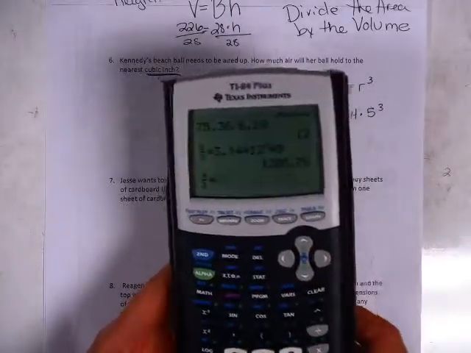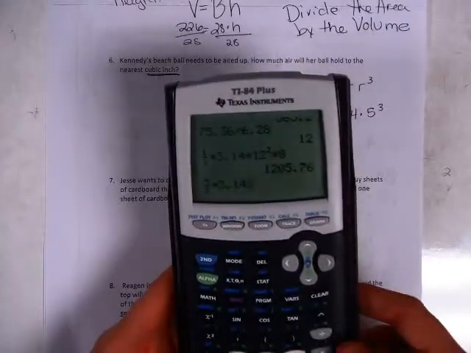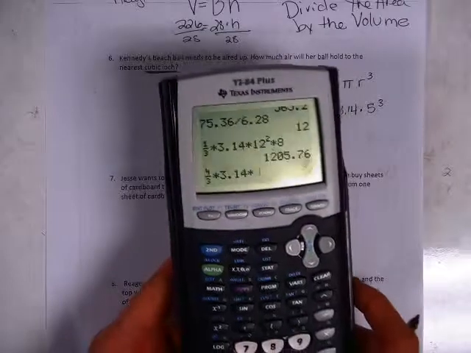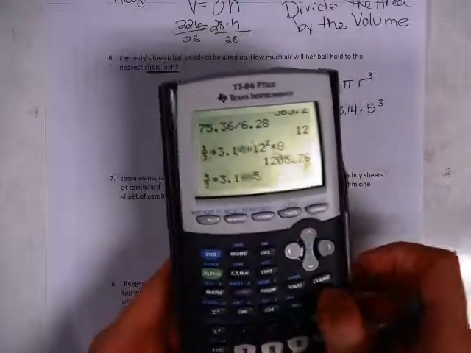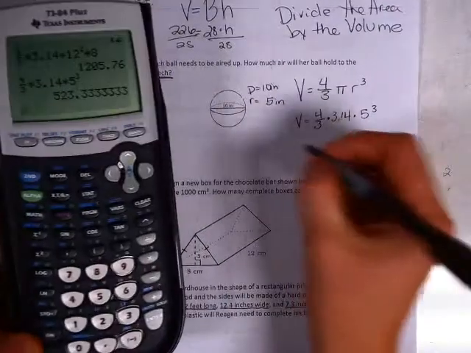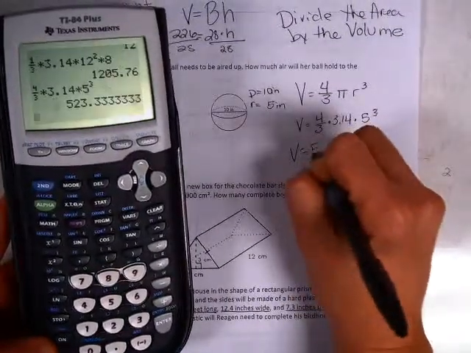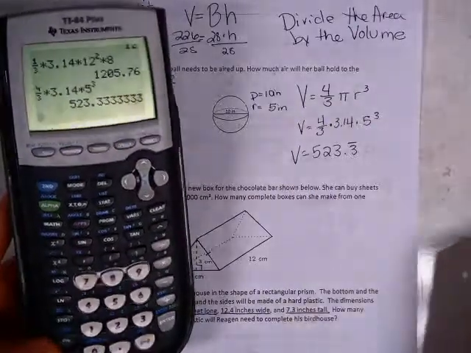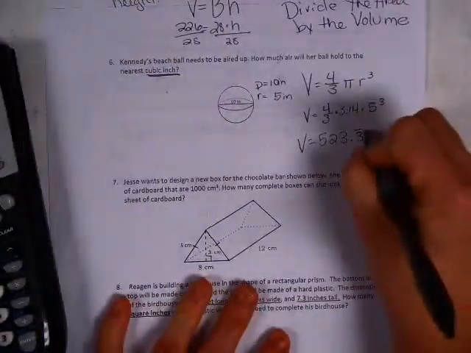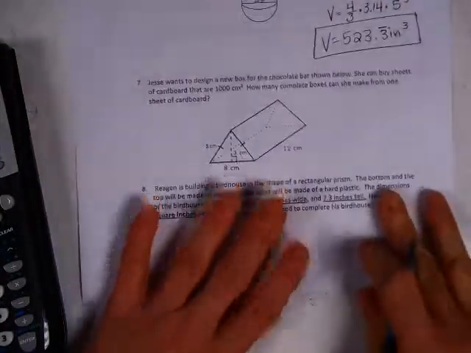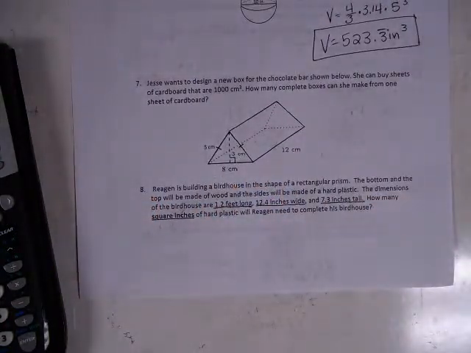4/3 times 3.14 times, sorry you can't see that, 5 cubed. And you get 523.3 repeating, and it's going to be inches cubed.